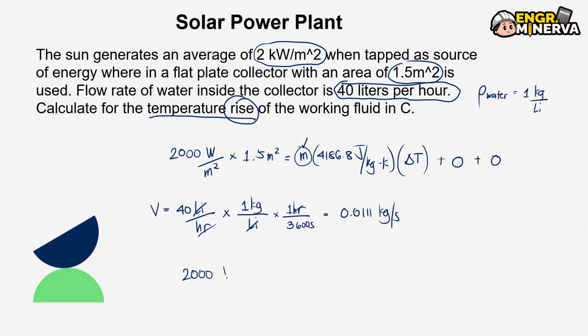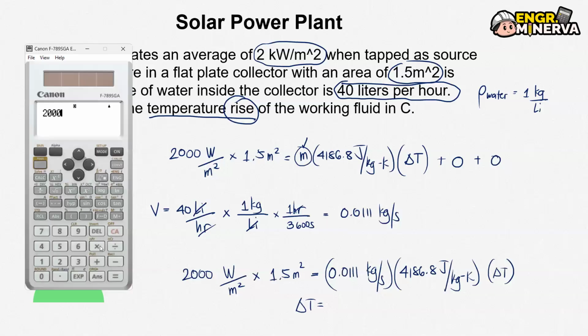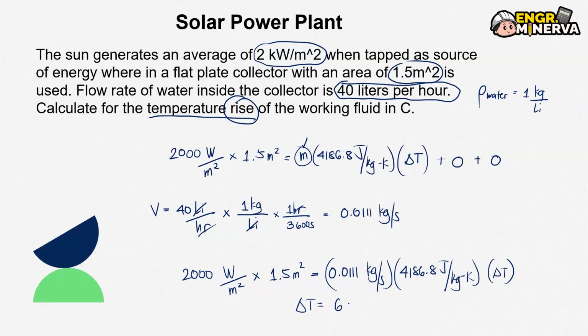That would be 2,000 watts per square meter multiplied to 1.5 square meter equals 0.0111 kilograms per second multiplied to 4186.8 joules per kilogram Kelvin multiplied to delta T. So your delta T would be, shift solve, that would be 64.55 degrees Celsius. So that is our answer.